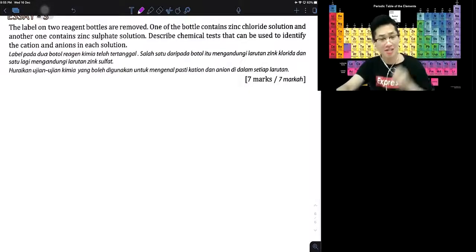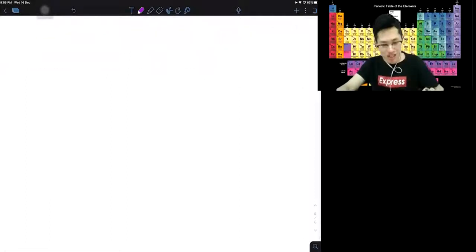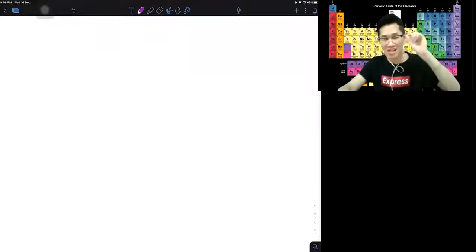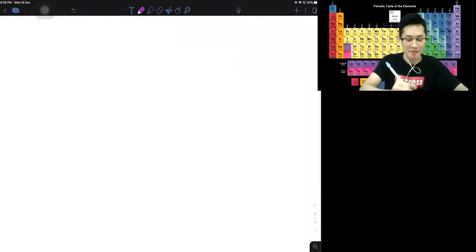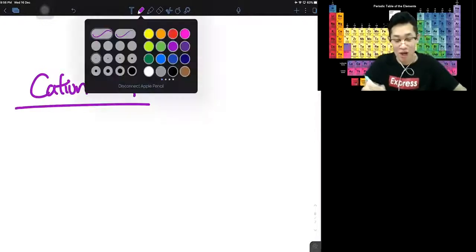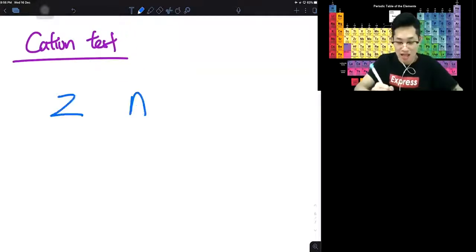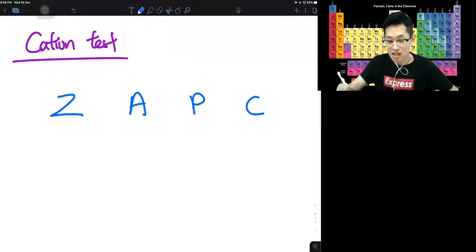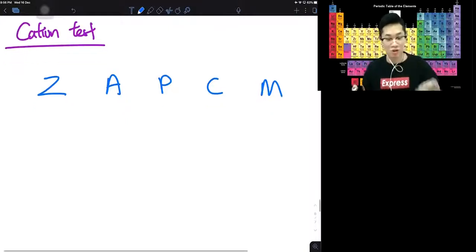How do we test the zinc ion? How do we test the positive ion? I believe my students can still remember the cation ion test quite well, right? We have finished the anion test. Cation ion test is mainly made up of what? Our ZAPCM. Remember, right?